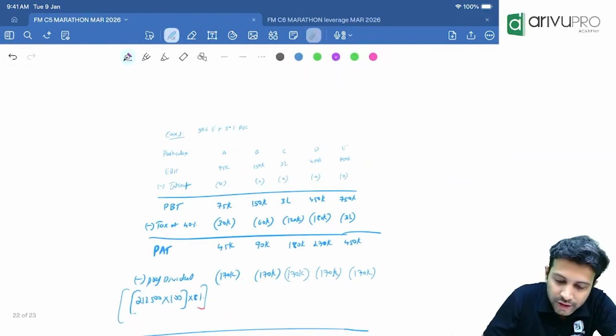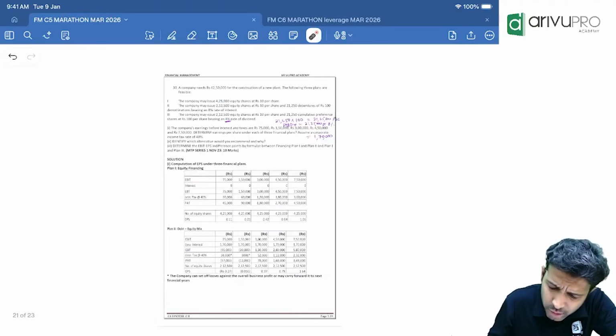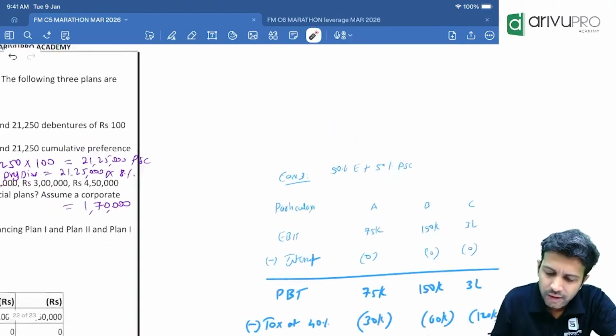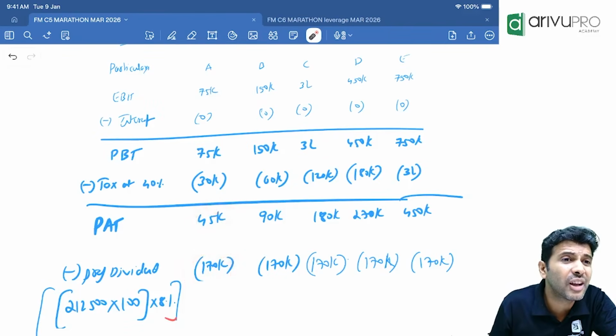How much did you get as profit after tax? PAT is how much? 45. But how much is the preference dividend you told? 1,70,000. Sir, PAT available is only 45. Preference dividend is 170. So one student will ask a doubt.